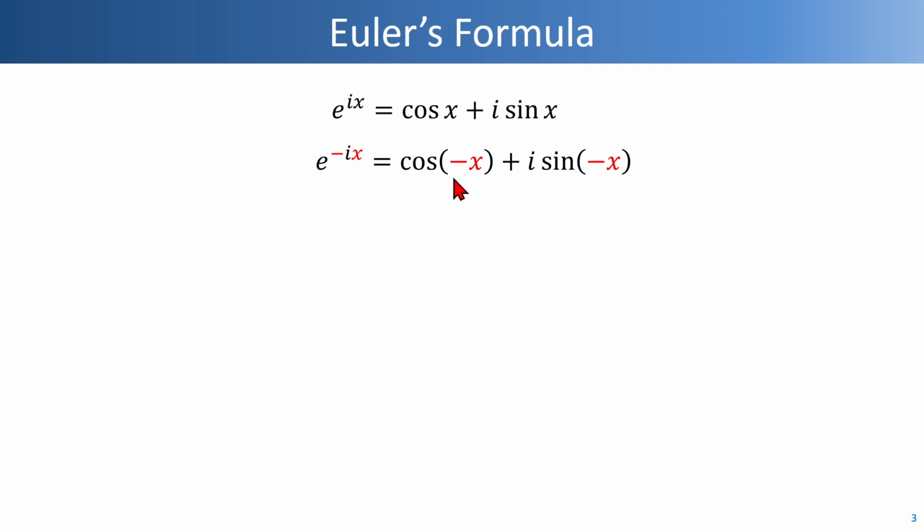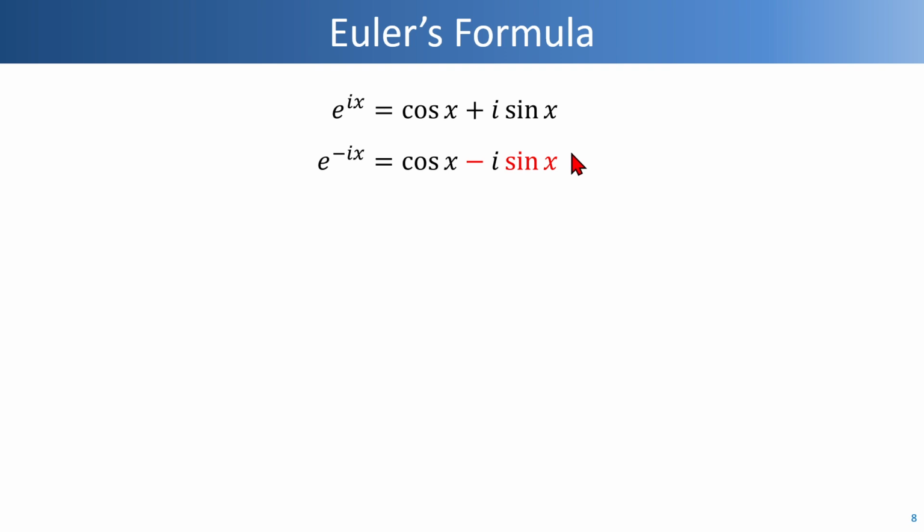This expression we can simplify. We just need to remember that cosine is an even function and sine is an odd function. An even function is one where if you plug in negative x, you get the same thing as if you had plugged in positive x. So this term simplifies to just cosine of x. And sine is an odd function. An odd function is one where if you plug in negative x, you get the negative of that function evaluated at x. So we can just pull that negative out in front of that term.